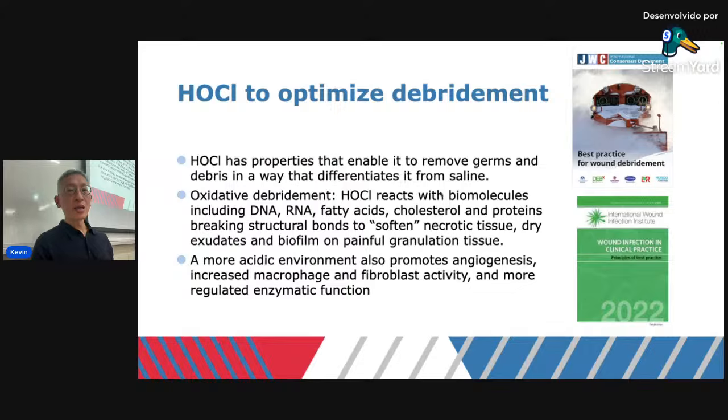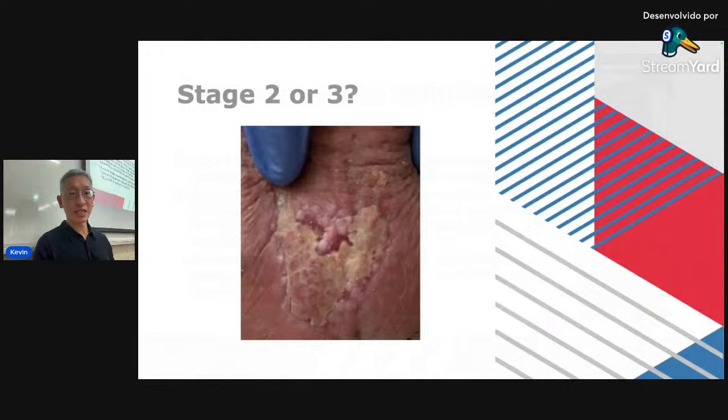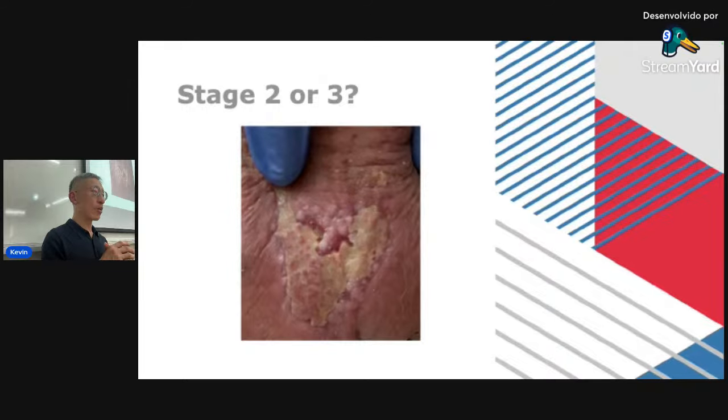So it is a chemical reaction where the oxidative agent reacts with the biomolecules, including DNA, fatty acids, and all the soft, fluffy necrotic tissue, clips them off and removes them quite effectively. And we've been looking at this; we're part of a group starting the conversation about what actually needs to be cleaned on the wound.